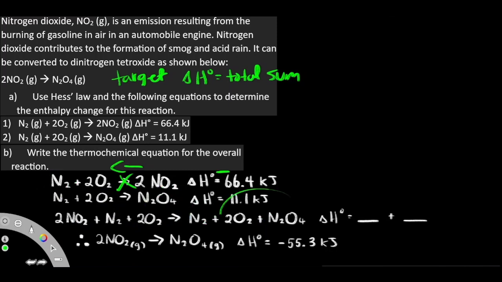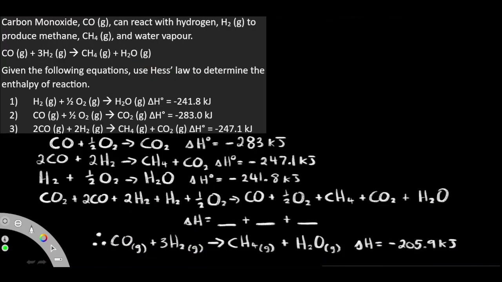You're just going to now sum up the enthalpies. So you just get negative 66.4 and 11.1, you get negative 55.3, and then of course, if these are the same, on those different sides, you just cancel them out. Same thing here. Okay, so you're just left with this. Let's have an example here.